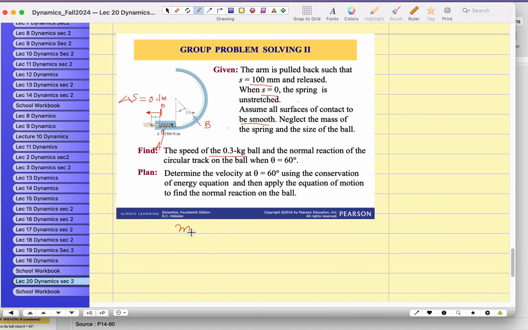So the mass of the ball is 0.3 kilogram, and find the normal reaction. This one you have to find out, the normal reaction of the guides to support the ball. And it has its weight. Look, another free body diagram, it has its weight at location B. And do we have this angle? Angle is 60 degree.